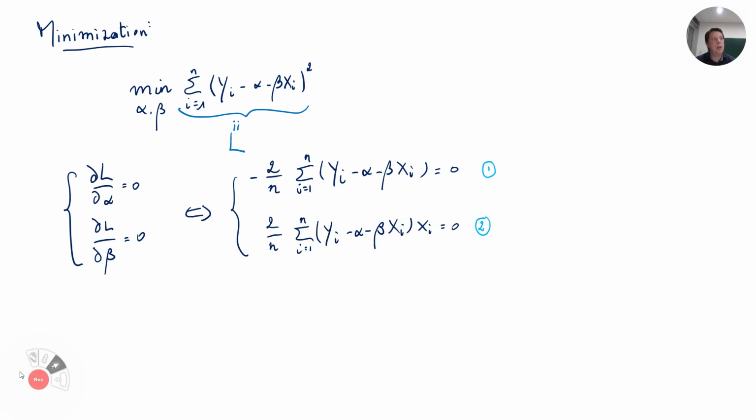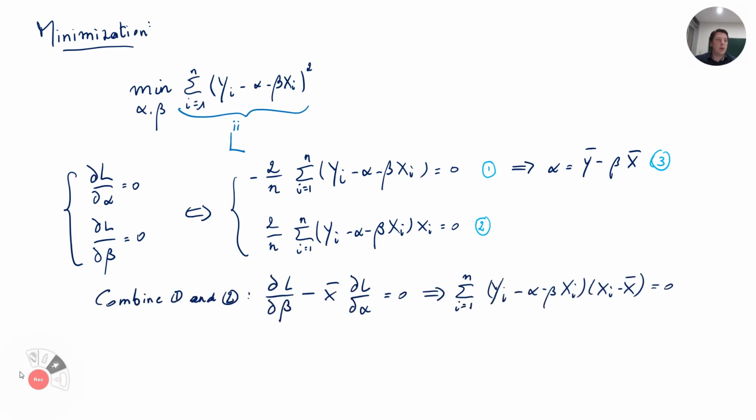So how do we work out this minimization problem? We take the derivative of L with respect to alpha and set it equal to 0. We take the derivative of L with respect to beta, and we also set it equal to 0. Some easy calculations give us equations 1 and 2. From equation 1, we can easily find that alpha is the average of y minus beta times the average of x. If we then combine 1 and 2, we can also find an expression for beta.